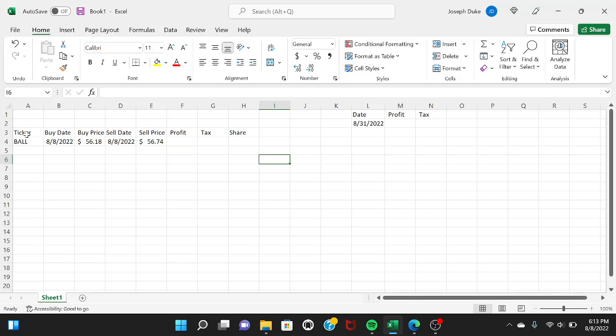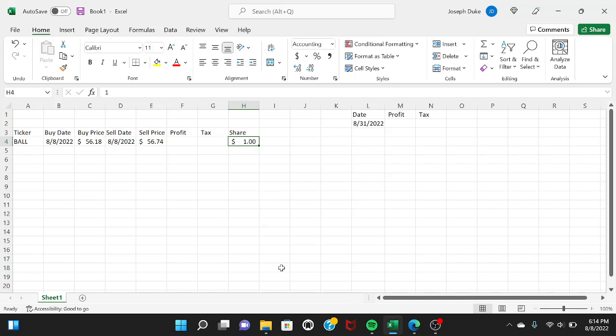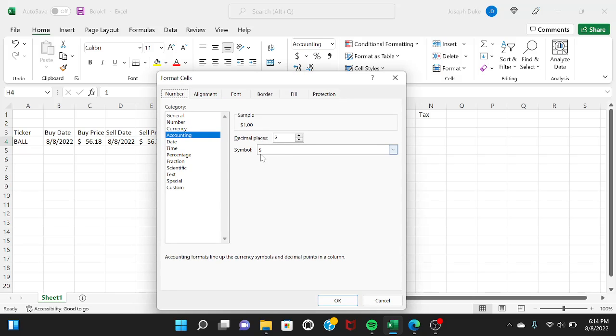Excel is a subscription anymore, but I'm hooked. So these are the things you want on here. The ticker was BALL. We bought it today. We bought it for 56.18. I put the order in higher, but the thing to remember with the limit order is that's just the most that you can pay. You'll never pay more than that, but you can actually get a better price.